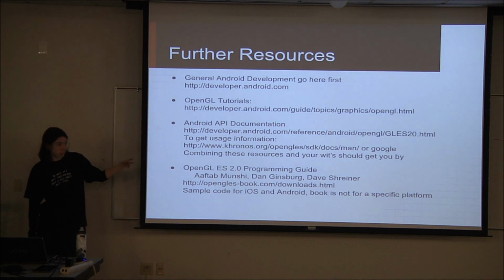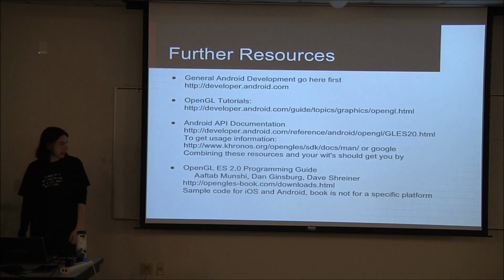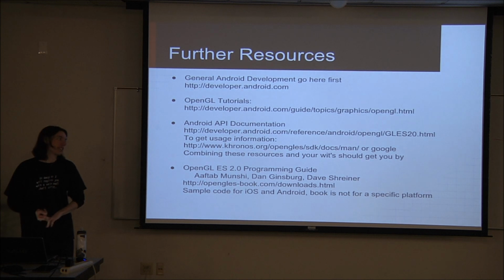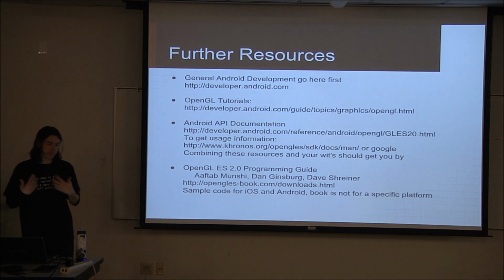And if you want to actually get a book, OpenGL ES 2.0 Programming Guide, there's a webpage for that. It has sample code for iOS and Android SDK. It's not for any specific platform. That works out nicely. Decent book. It's not going to go, here's how it's on Android, here's how it's on iOS. It's basically going to go over, here's the GLSL stuff you need to know, here's all the graphics stuff, not necessarily the platform stuff.